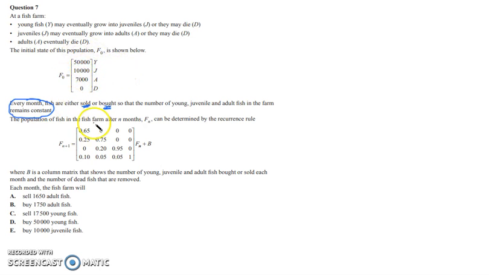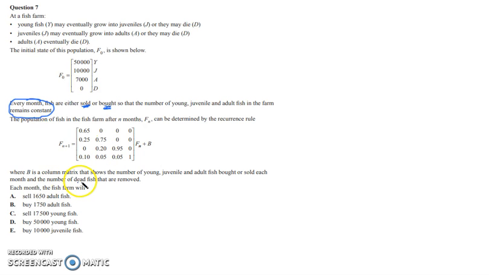The population of the fish in the fish farm after n months can be determined by this recurrence rule. So we've got a matrix here, and if we multiply it by Fn and we add a B matrix, it will give us the population after a certain nth month. B is the column matrix that shows the number of young, juvenile, and adult fish bought or sold each month, and the number of dead fish removed.